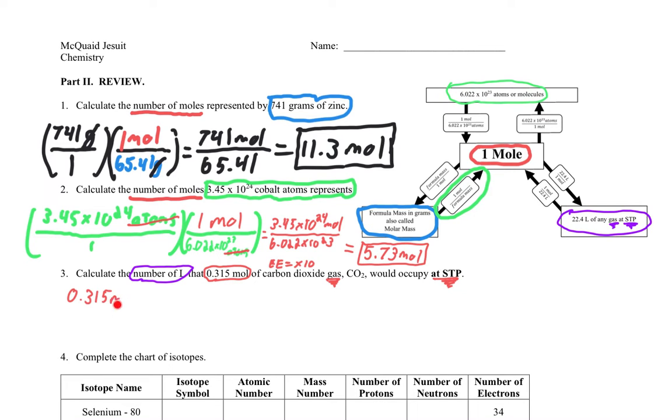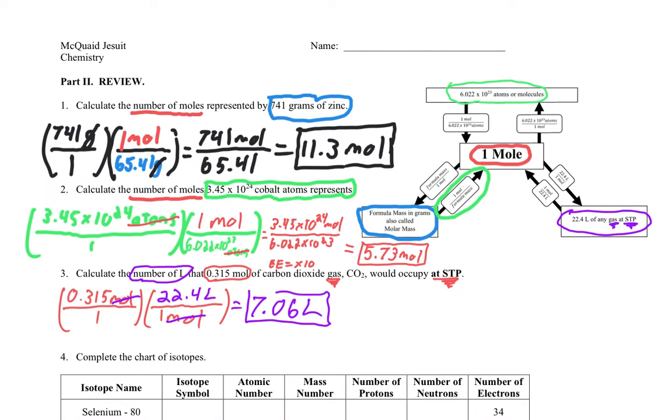So we take what we're given, put it over 1. We're given 0.315 moles. Now we need to convert it. All right, what we want is going to go on top. What we're given's on the bottom. We're given moles, so we use 1 mole. We want liters, so we use 22.4 liters. The moles cancel. We take 0.315 times 22.4. The bottoms are all 1, so we just multiply those two. We get our answer at 7.06, and the unit is liters.